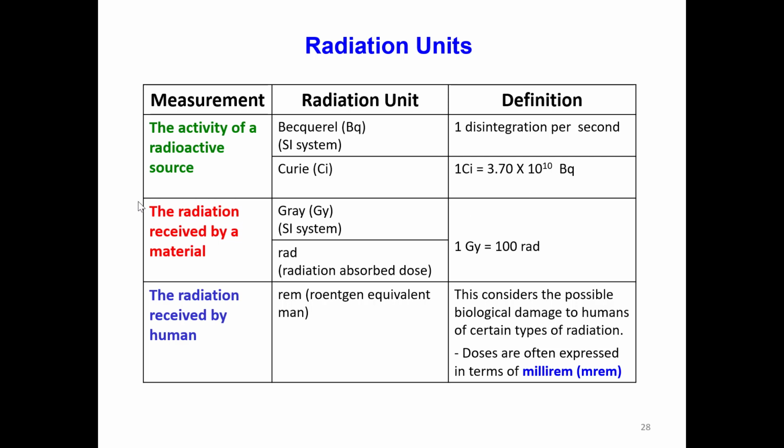To measure the radiation received by a material, the units are the gray in the SI system, or the rad, which means radiation absorbed dose. And this is the conversion factor between these two units. And to measure the radiation received by humans, we use the rem, which means Röntgen equivalent man. There is a scale that considers the possible biological damage to humans by a certain type of radiation. Usually, the dose we receive is expressed in millirems. If the radiation is in rem, that radiation can be damaging for humans.